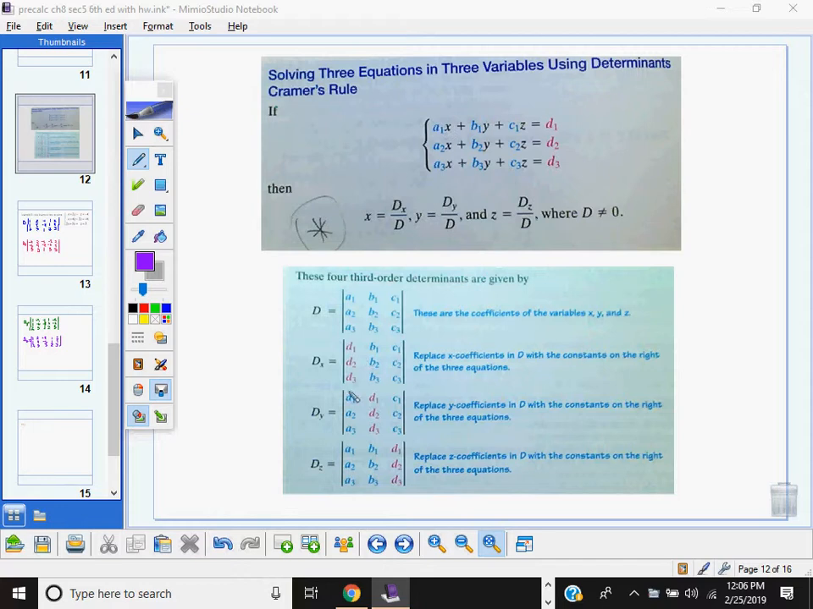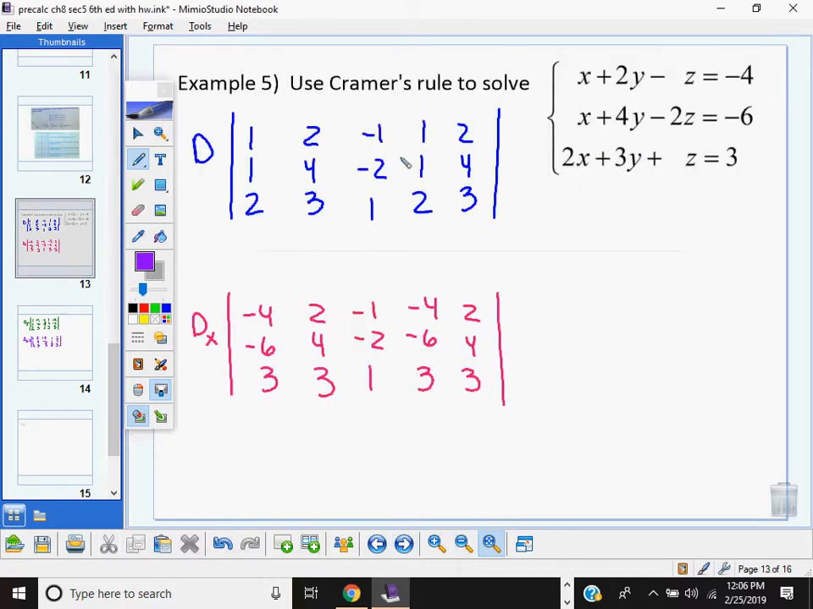Find the determinant. To get the y, we leave the x column and the z column the same, and we replace the y column with the answers. To get this dz, we leave A and B, the x and y column alone, and we replace the c column, where the z's are, with the answers and find the determinants. So let's try one. I already set up the equations.